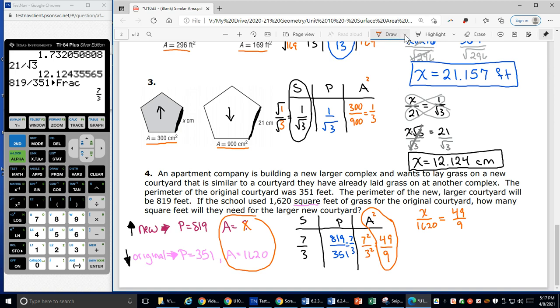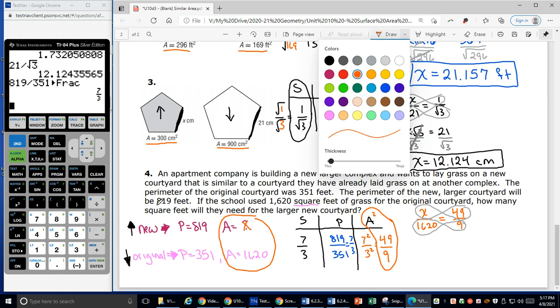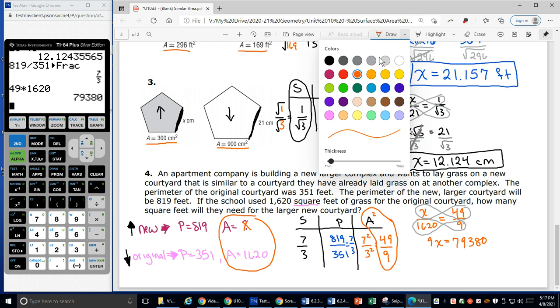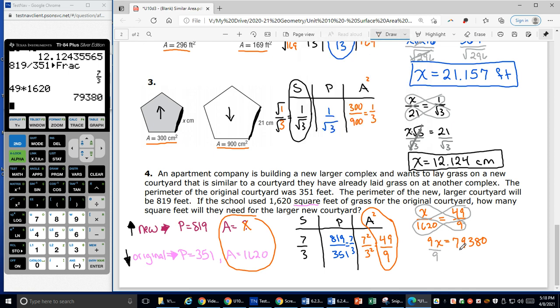And so now I'm ready to cross multiply. 9 times X and 49 times 1,620. 9 times X is easy. That's just 9X. And then 49 times 1620 is also easy if you have a calculator. 79,380. Divide both sides by 9. And I get X equals, let's see, divide by 9.